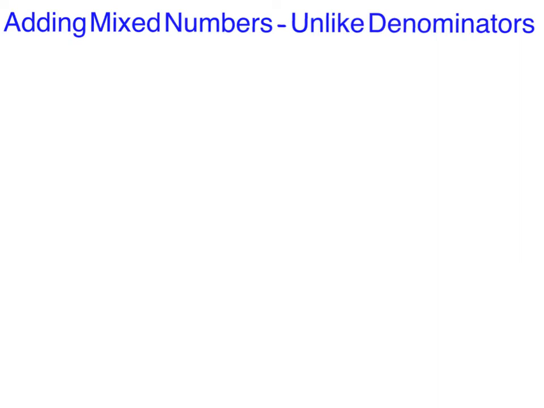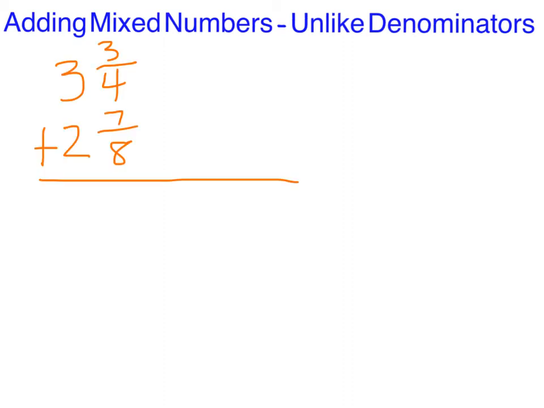Finally, let's look at how to add mixed numbers that have unlike denominators. This process is a little bit more complicated, although none of the skills encountered here will be skills that you haven't learned before. In order to illustrate this, let's look at this problem. 3 3/4 plus 2 7/8. The first thing we need to do is find a common denominator for 3/4 and 7/8.